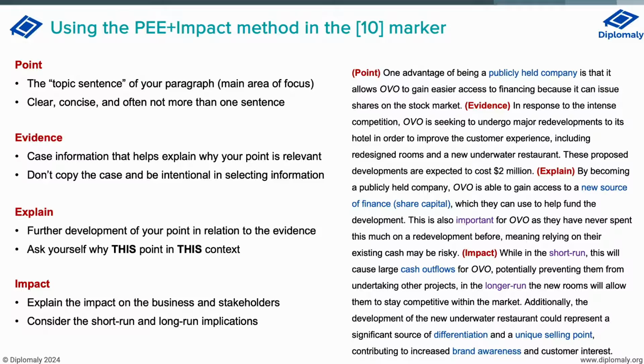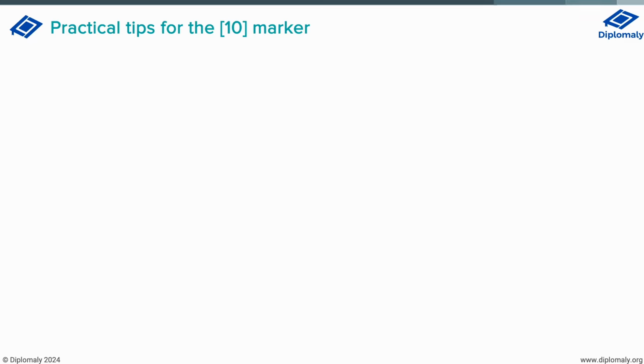You instead would treat the impact section like you would a 4 marker, focusing on, as the student has, differentiation, USP, brand awareness, etc. Now, finally, I'm going to end with some practical tips on how to practice the 10 marker and what to expect as you go.